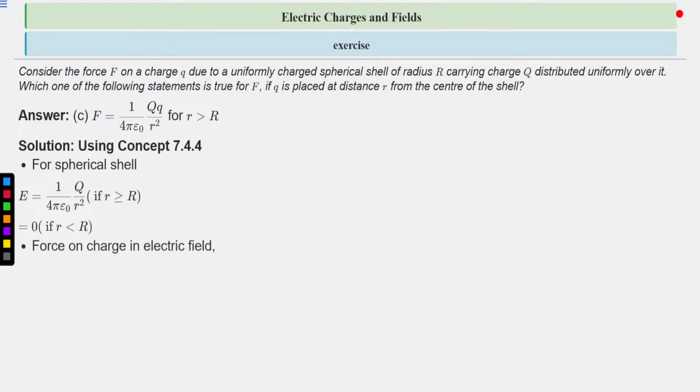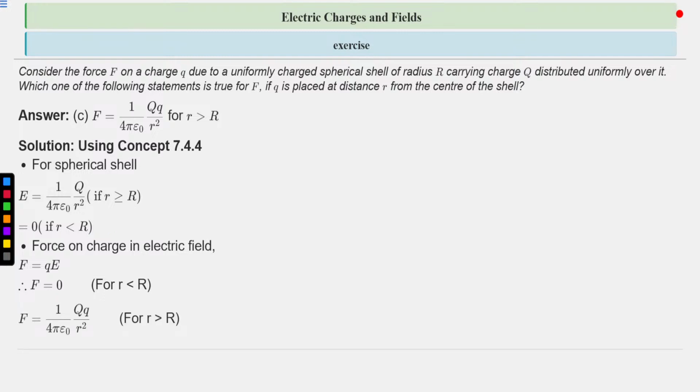So force on a charge in an electric field, the force is due to the electric field. Now we know that force is equal to q into electric field, where q is the charge which experiences the force in the electric field E. Now F is 0 for r less than R, because the electric field is 0 for r less than R. And if the electric field is 0, then the force is also 0.